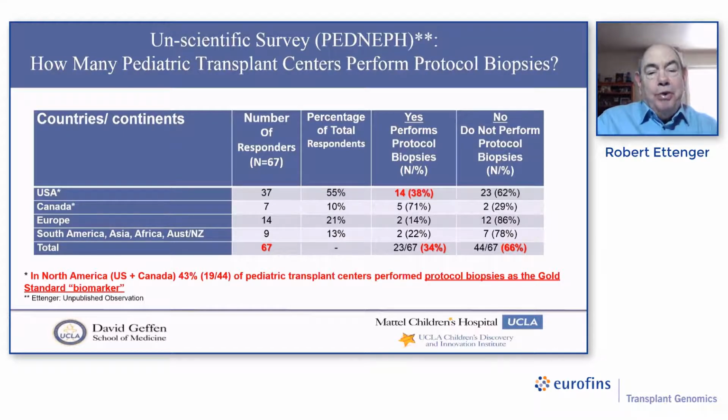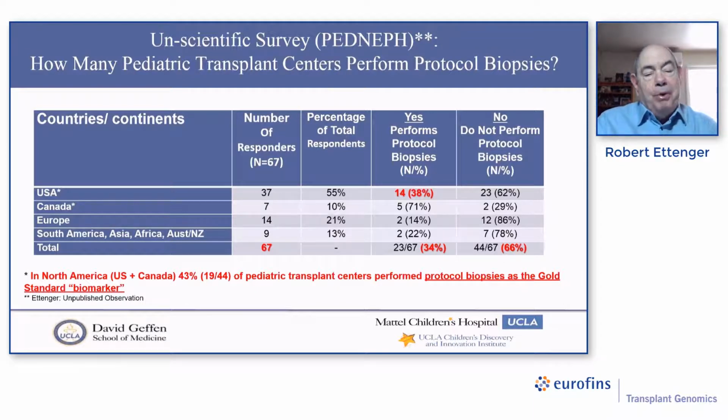Of importance, shown in red, is that in the United States, about 38% of centers perform protocol biopsies. And overall, when we take in the world who answered, 34% of the centers perform protocol biopsies, and 66% of the centers do not.